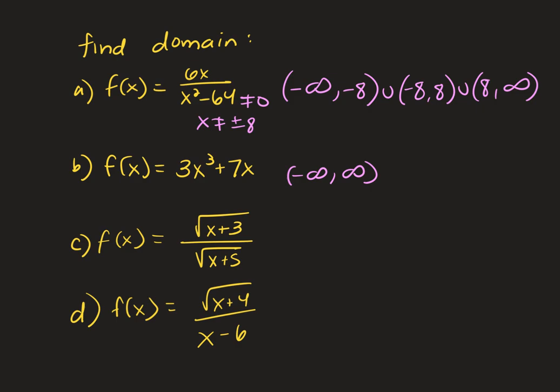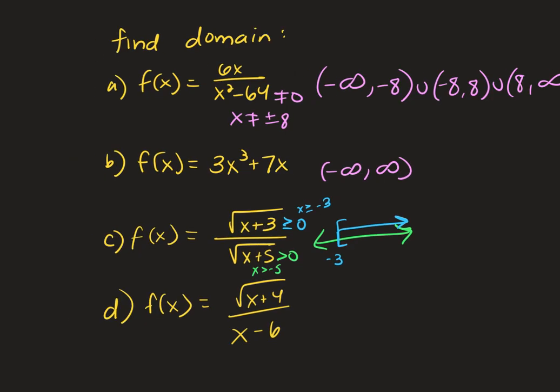For C, the numerator has to be greater than or equal to 0, the denominator greater than 0. I'm going to put it on the number line. For the top, x has to be greater than or equal to negative 3. So negative 3 bracket pointed to the right. For the bottom, x has to be greater than negative 5. So now I go from negative 5, negative 5 parentheses to the right. And I only want where they overlap. They start overlapping at negative 3, which has a bracket. So my overlap is negative 3 to positive infinity.